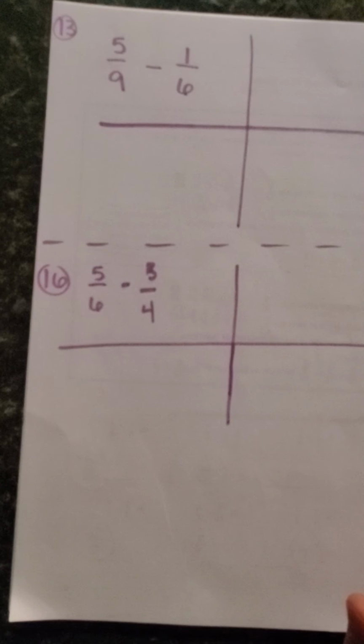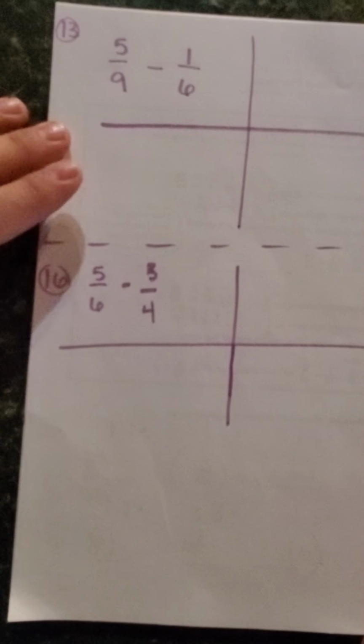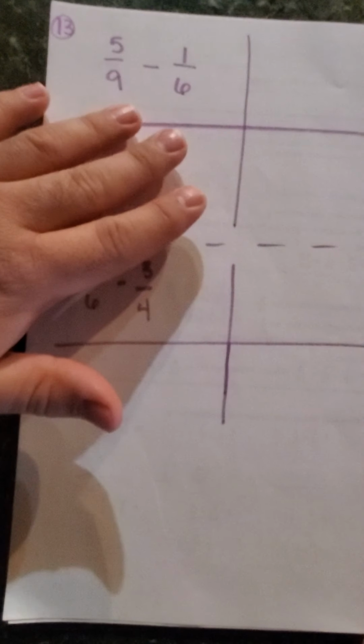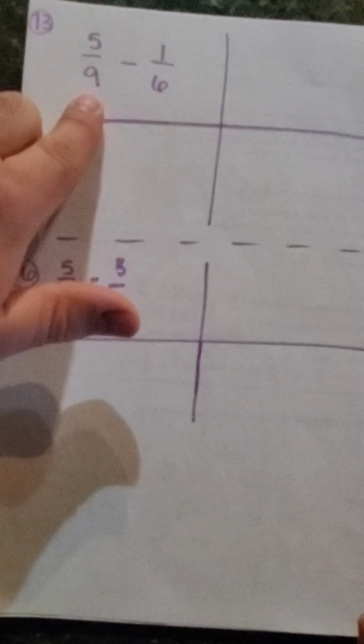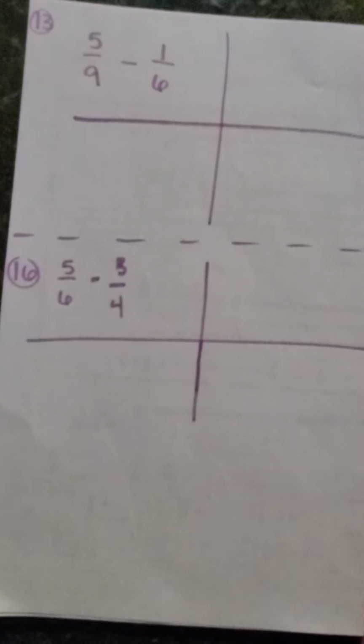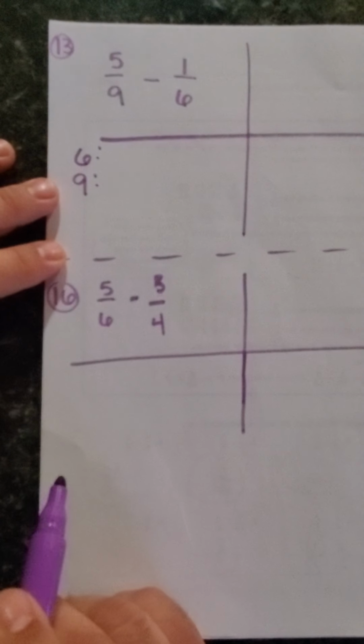Number 13 is 5/9 minus 1/6. Write out our multiples here, or you can go ahead and do 9 times 6 is 54 and have that as your common denominator and do the same things that we've been doing, multiplying it by the number to get 54. Once again, if you do that, you can have a lot of simplifying to do at the end. So it's easier just to write out your multiples until you find the least common multiple.